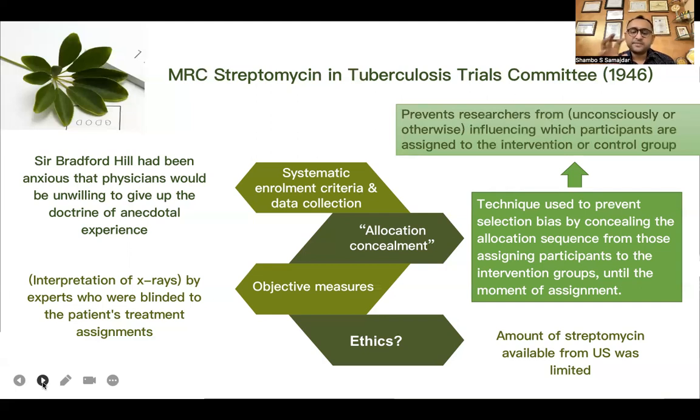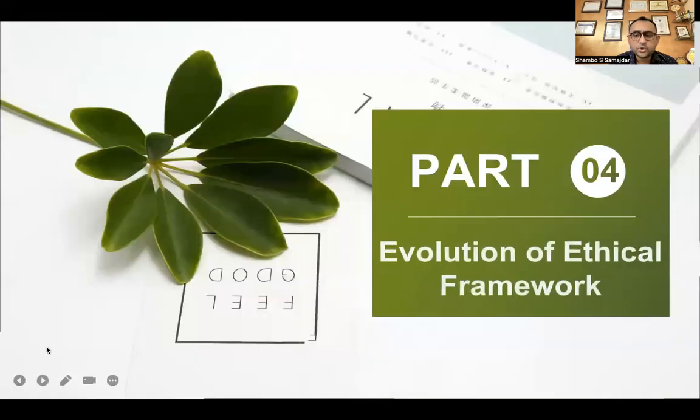So most importantly, why is this streptomycin trial important? Because of that allocation concealment method, it prevents researchers from unconsciously or otherwise influencing which participants are assigned to the intervention or control group. So that is most important. And that was the concept of allocation concealment.